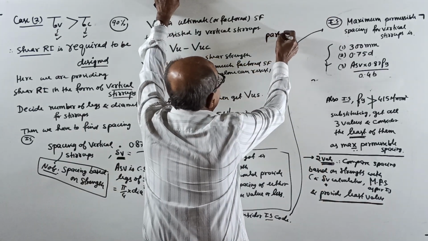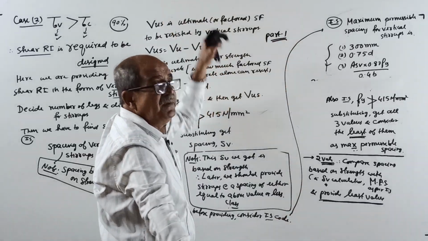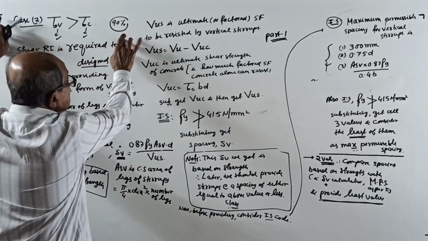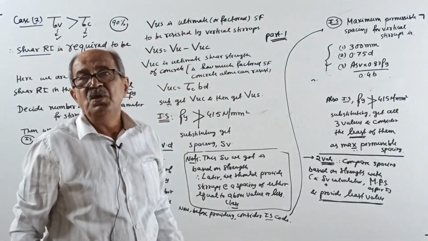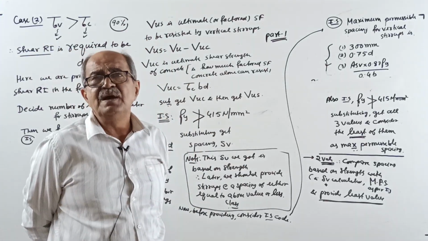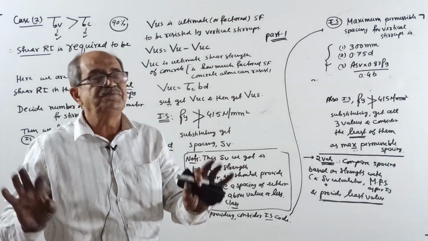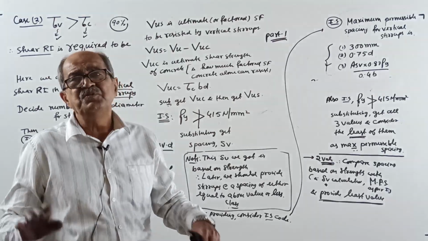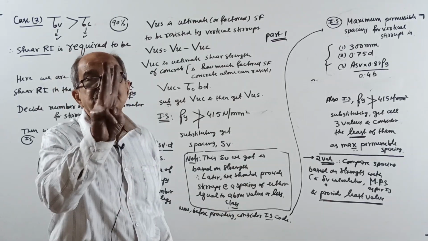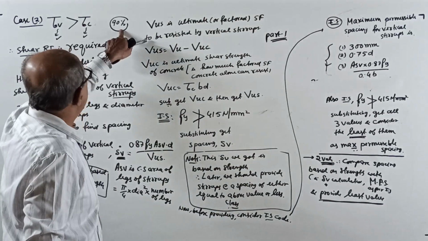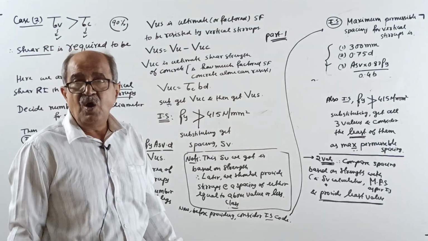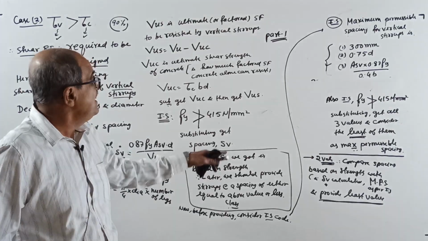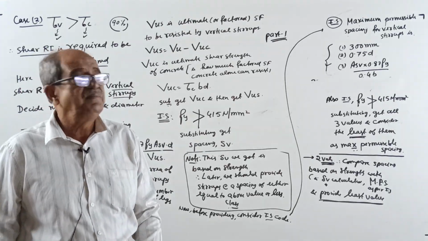What I consider is the part 1 procedure. Immediately, within one day, you will get part 2, numerical examples. Three problems I will do. In one problem, tau E will come more than tau C maximum, unsafe. In the second problem, tau E will come less than tau C, shear reinforcement not required. Third question, most important, 90% chance practically or even academically also, tau E comes more than tau C. We will design shear reinforcement and close that one.